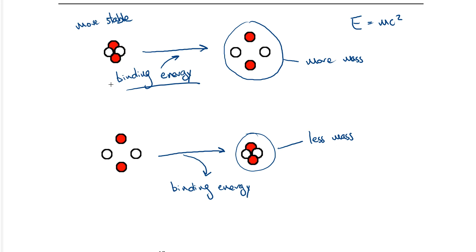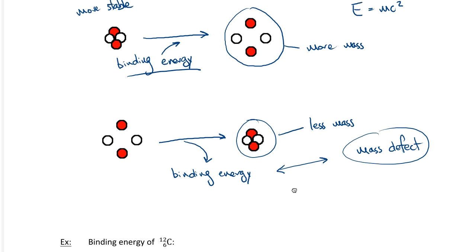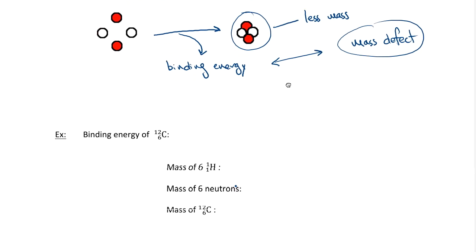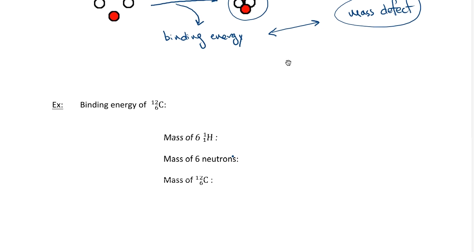We call the difference in mass, the missing mass, the mass defect. And so the mass defect, the amount by which the mass over here on the right-hand side is less than the mass on the left, that's the mass defect. That mass defect is equivalent to the binding energy. And that gives us a way of working out the binding energy. We figure out the mass defect and then use mass energy equivalents to work out what the binding energy was.